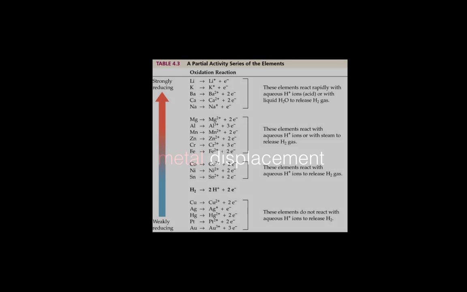Alright, so metal displacement. What we have here is an activity series. It's not a complete series, but a partial one. You can see the elements going from the top down to the bottom. The ones at the top are the more reactive elements. These elements are easily oxidized. They're very reactive, or they easily give up electrons. They lose those electrons, they're oxidized. So from top to bottom, the most reactive is on the top, the least reactive on the bottom.